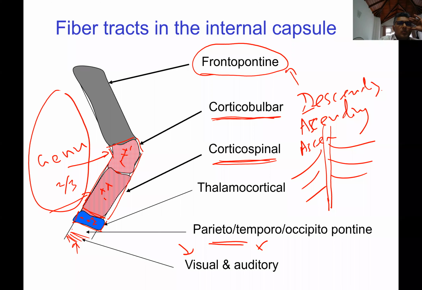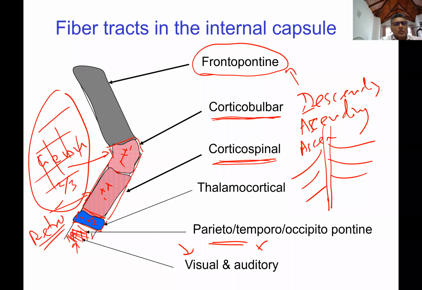So if you read books, you will find this area as the retrolenticular part of the internal capsule. Still the internal capsule, but behind the lentiform nucleus, which is laterally located here. Retrolenticular means behind the lentiform nucleus. In the retrolenticular part of the internal capsule, you get visual and auditory fibers. Okay.